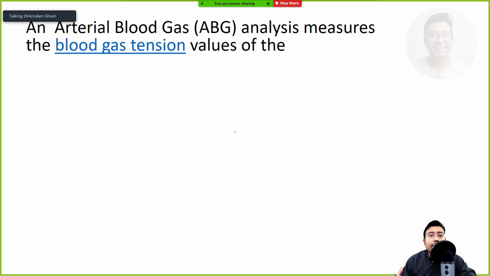Arterial blood gas analysis actually measures blood gas tension. What is blood gas tension? Tension generally means partial pressure or pressure. When we say tension has increased, we are under much tension, sometimes we also say the pressure on the mind has increased, right? So generally by tension we mean the pressure, and for a gas that is not absolute pressure, that is partial pressure, right?